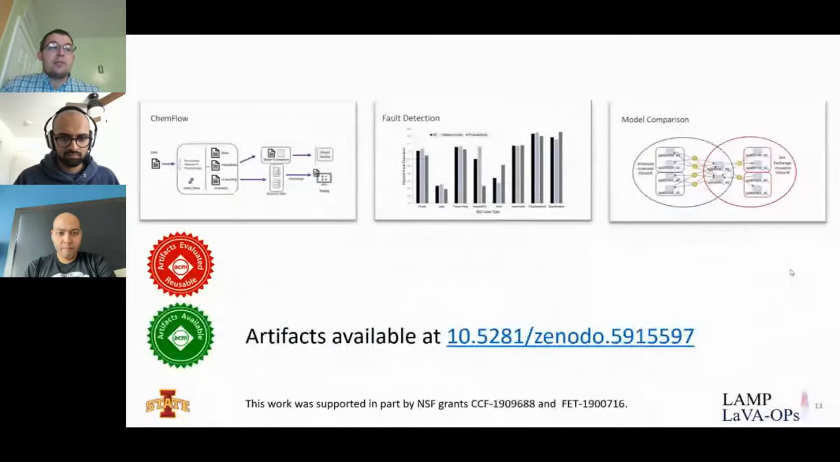Overall, in summary, we've presented ChemFlow, an invariant generation technique that can be used for fault detection in chemical reaction networks, as well as investigating model quality in natural programs. We do have artifacts available online, and I'll be happy to answer questions in the Q&A. Thank you.